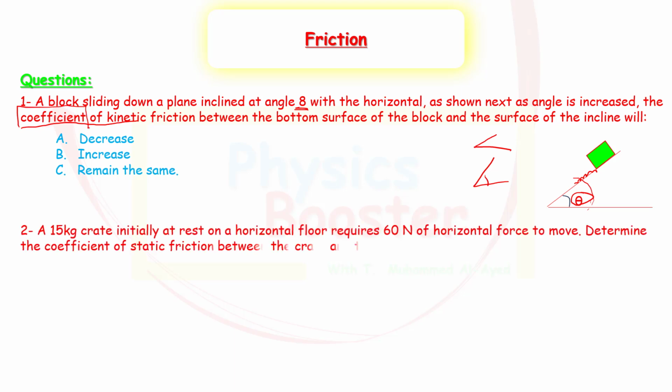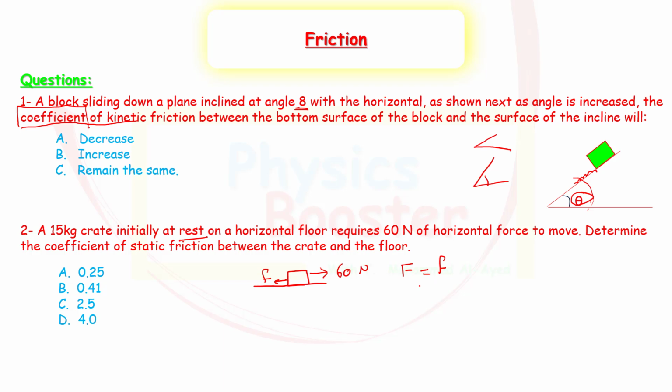Another question, it says that a 15 kilogram crate initially at rest on a horizontal floor requires 60 newtons of force to move it. Determine the coefficient of static friction between the crate and the floor. Actually, we solved a question that is similar to this one before. So this is the object. It's on this surface. A force that is 60 newtons is applied on it, and it is at rest. So this force will be equal to the friction force. So the friction force is 60 newtons.